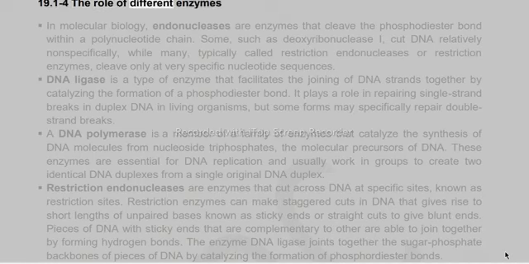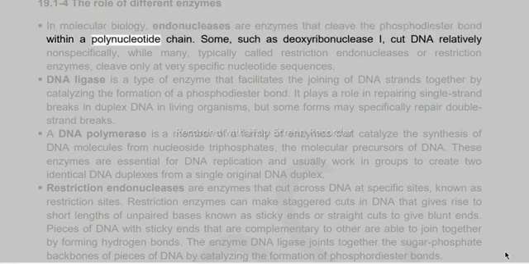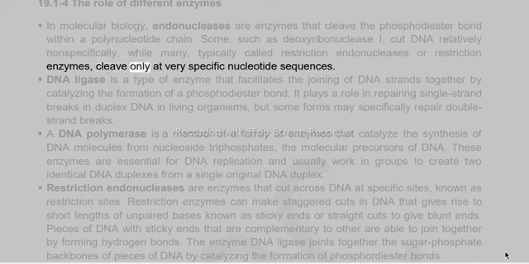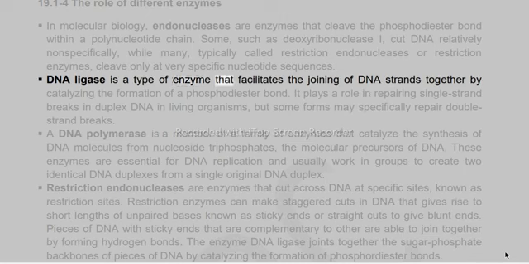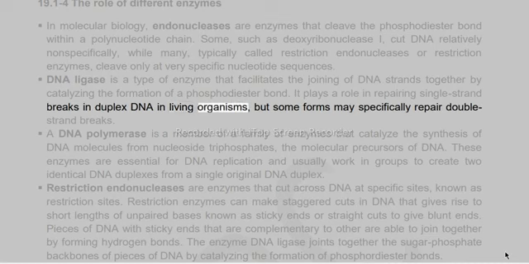19.1.4 The role of different enzymes. In molecular biology, endonucleases are enzymes that cleave the phosphodiester bond within a polynucleotide chain. Some, such as deoxyribonuclease I, cut DNA relatively non-specifically, while many, typically called restriction endonucleases or restriction enzymes, cleave only at very specific nucleotide sequences. DNA ligase is a type of enzyme that facilitates the joining of DNA strands together by catalyzing the formation of a phosphodiester bond. It plays a role in repairing single-strand breaks in duplex DNA in living organisms, but some forms may specifically repair double-strand breaks.